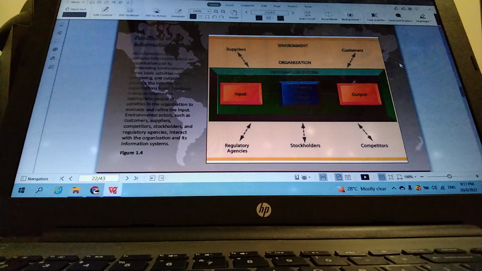So this is what we call IT system. And I'm very sure you're part of this system. Maybe you are the suppliers, maybe you are the competitors, maybe you are the stockholders or regulatory agencies, or even just ordinary users or expert users or decision makers or even customers. So you are also part of the environment. This is what we call environment in today's enterprise system or IT system, MIS system, in other words.